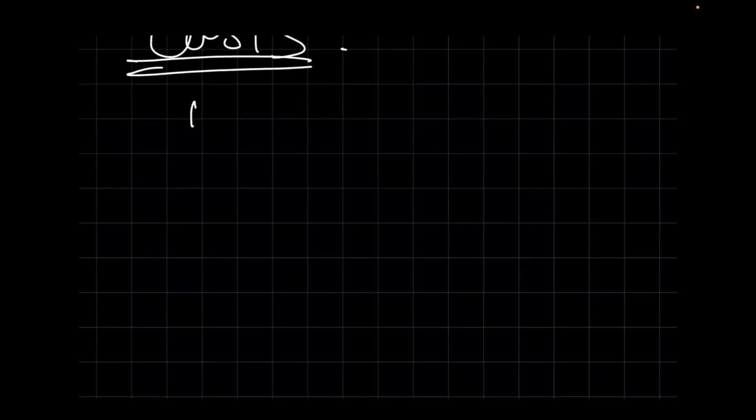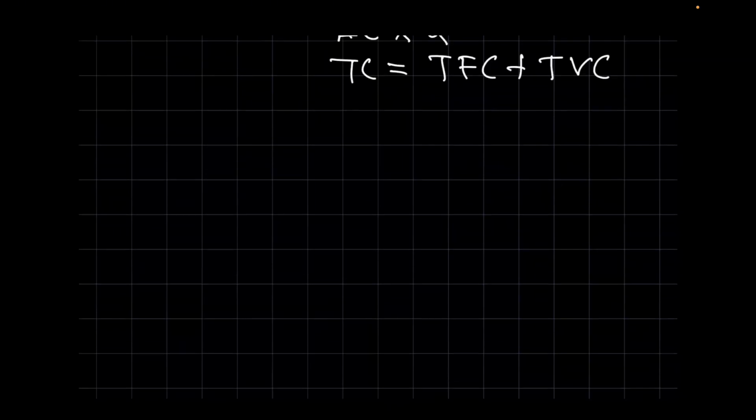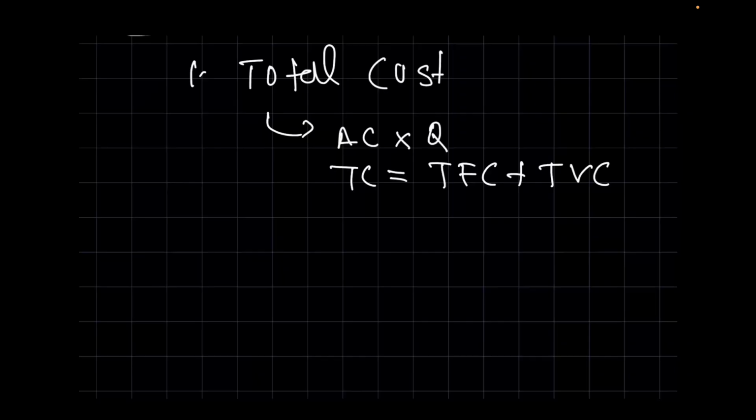For the first one, total costs. So what is the total cost? The total cost is the cost of all items over a particular period of time. So the total cost can be calculated by doing the average cost times the quantity produced, or the total cost is equal to the total fixed cost plus the total variable cost. So any total cost has both fixed costs and variable costs.